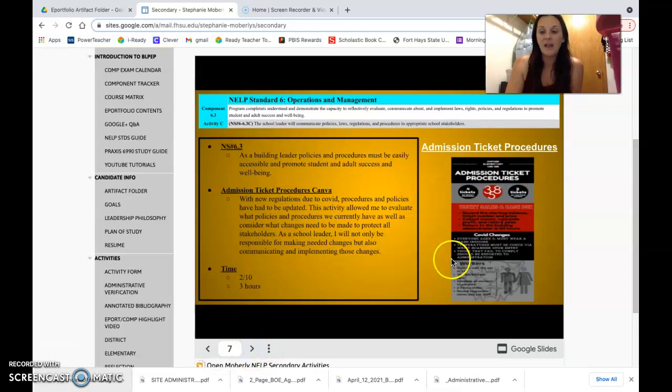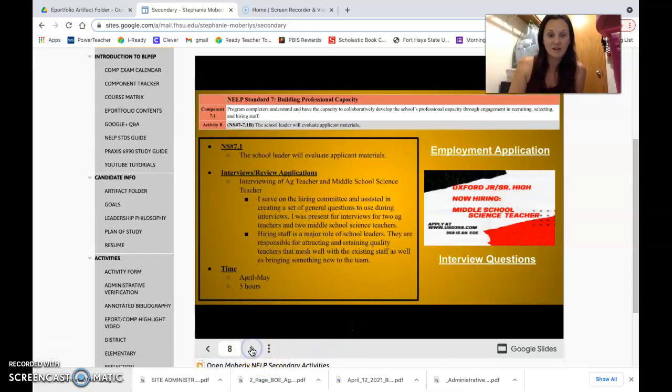This would be a poster graphic that I created regarding admission ticket procedures for my district and the new changes due to COVID. We did have these posted within my school district, so that was kind of cool to see around.